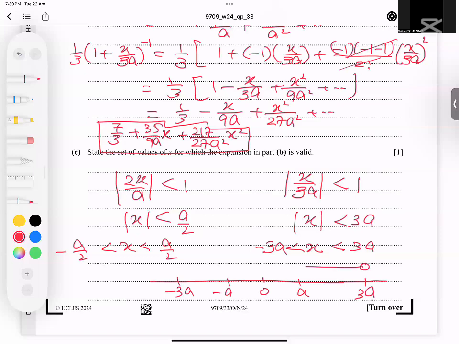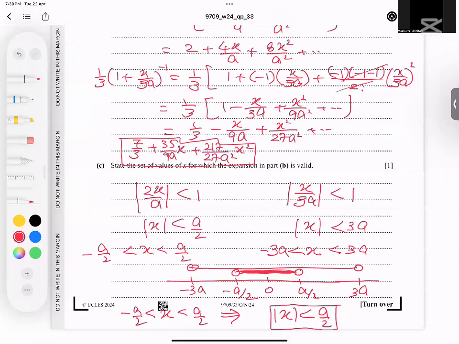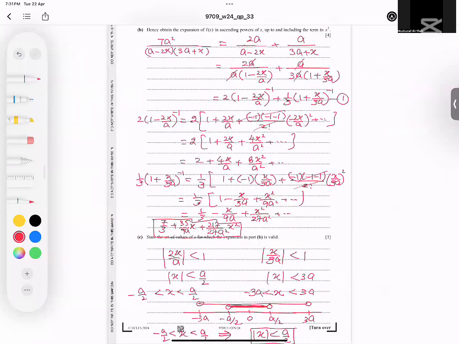So this is one line I'm getting. This is the second line. And wait a minute, I'm writing a by 2. This I'm getting as the second line. What is the common region between both lines? This is common between both lines. Okay, so my final answer is x is less than a by 2 and more than negative a by 2. Or you can write modulus x is less than a by 2. This is my final answer. And I hope you got the point very, very clear.